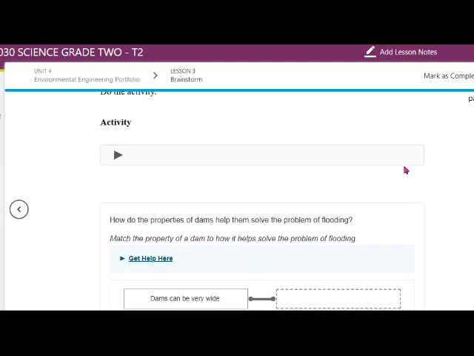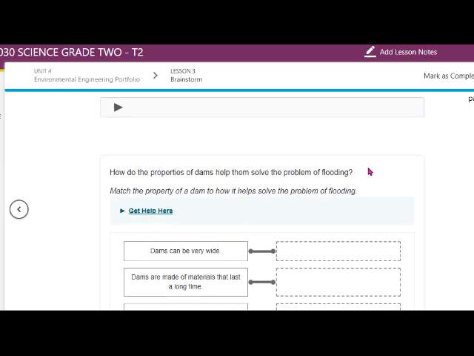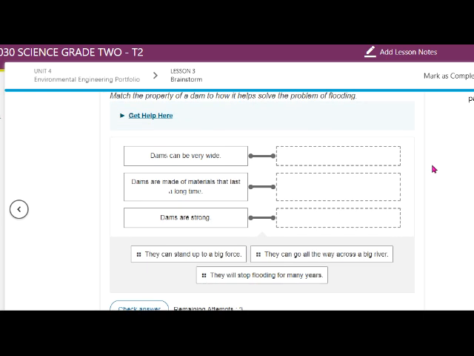Here's another activity that you can do. Think about this question. How do the properties of dams help them solve the problem of flooding? So you're going to have a statement here. Dams can be very wide, and you're going to add how that solves a problem right next to it.